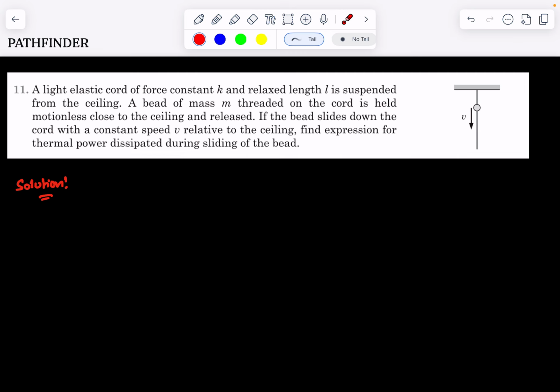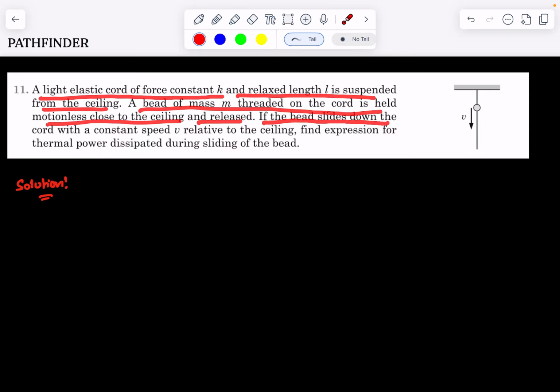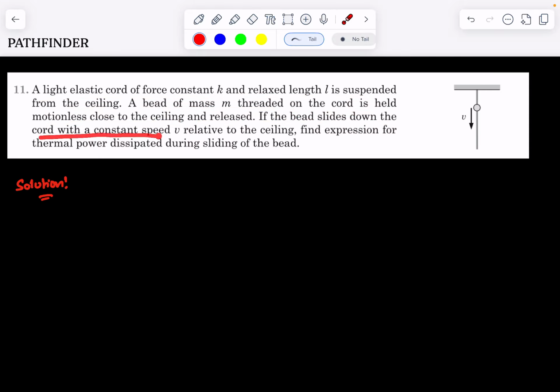Here is the problem statement. A light elastic cord of force constant K and relaxed length L is suspended from the ceiling. A bead of mass M threaded on the cord is held motionless close to the ceiling and released. If the bead slides down the cord with a constant speed v relative to the ceiling, find the expression for the thermal power dissipated during the sliding of the bead.